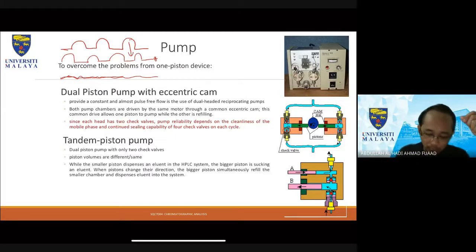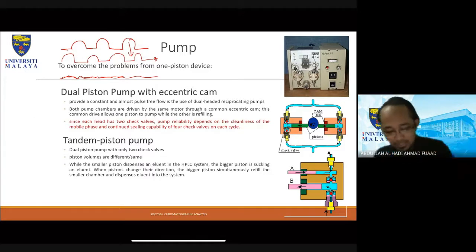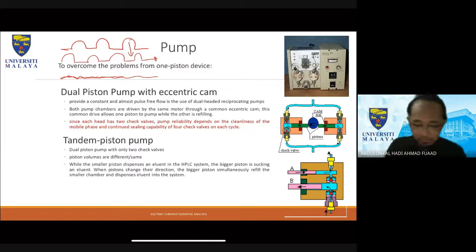Okay, both pump chambers are driven by the same motor through a common eccentric cam, so it's just in opposite directions. Okay, and since each head has two check valves, pump reliability depends on the cleanliness of the mobile phase and the continued sealing capability of the four check valves of each cycle. Okay, so as I mentioned, it's just complementary.